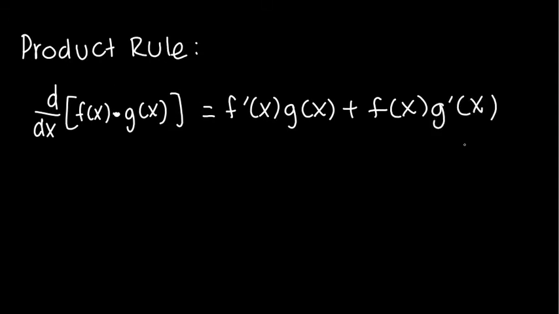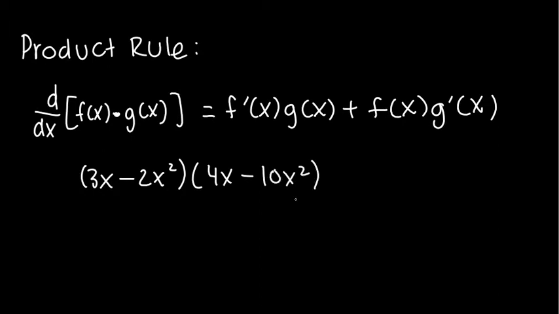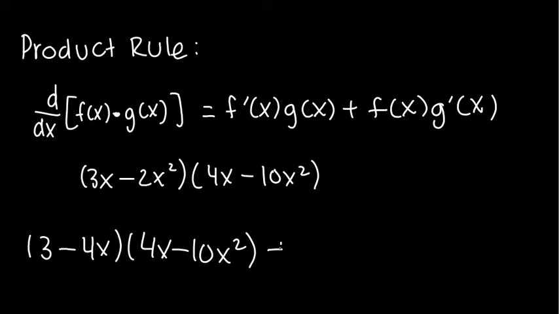3x minus 2x squared times 4x minus 10x squared. You could do the FOIL method and then the power rule and the sum rule. Oh my gosh, that is a lot of work. So I'm just going to try using the product rule. We can say that this is f of x and that is g of x. We take the derivative of the first function, which is 3 minus 4x, all from the power rule, and multiply it by the second function, add it to the derivative of the second function, which is 4 minus 20x, times the first function.